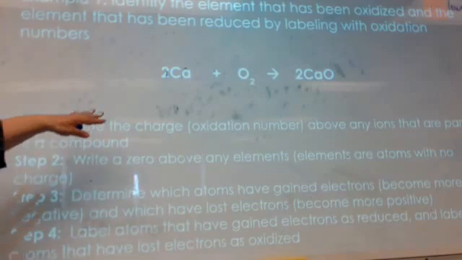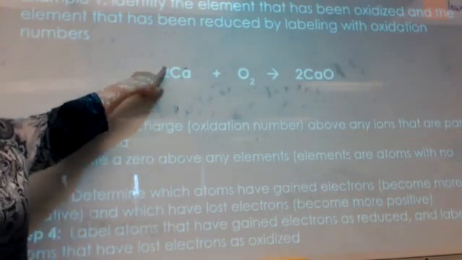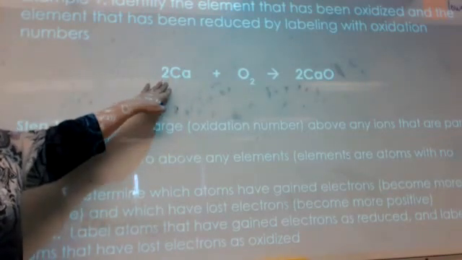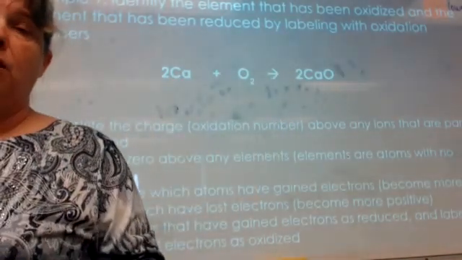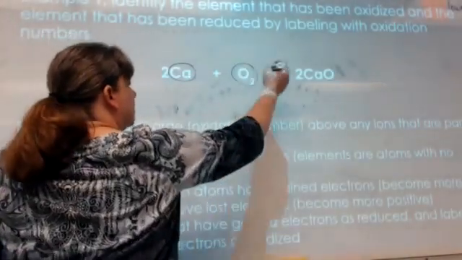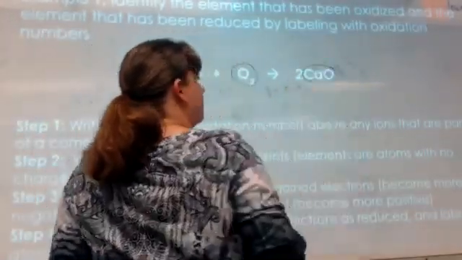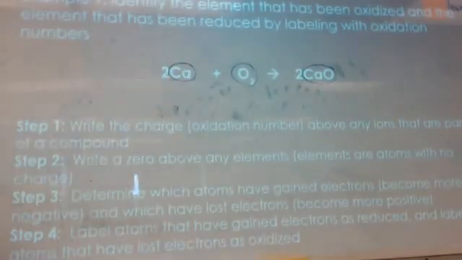So first of all, you'll be given a chemical equation. The subscript or the coefficients, which are these 2's here, remember we use those to balance the equation. They do not play a role in determining oxidation and reduction. So your focus is on the main parts. You can kind of ignore those coefficients.